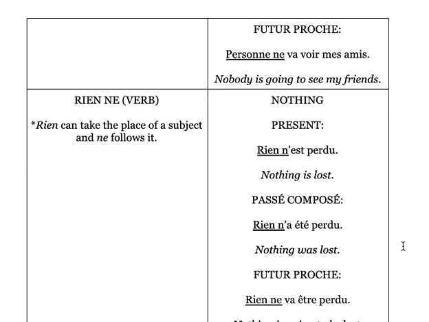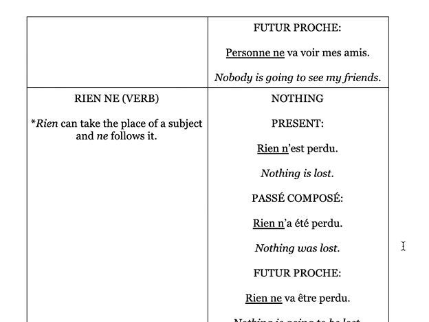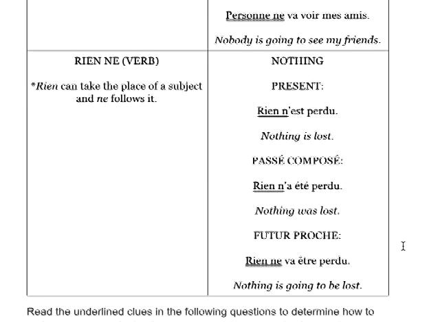Futur proche, personne ne va voir mes amis. Personne ne va voir mes amis. Same story. Nobody is going to see my friends. Okay? We can do the same thing with rien.